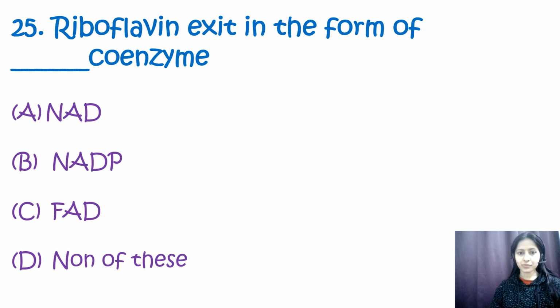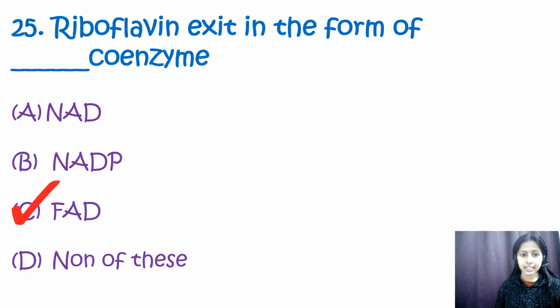Number 25, riboflavin exists in the form of which coenzymes? Option A NAD, option B NADP, option C FAD, and option D none of these. So the correct option will be option number C, that is FAD. So riboflavin actually exists in the form of FMN, that is flavin mononucleotide, and flavin adenine dinucleotide, FAD, coenzymes. These coenzymes are also involved in a variety of flavoprotein enzyme reactions, which include those that affect the energy nutrients in the citric acid cycle and in the electron transport system.